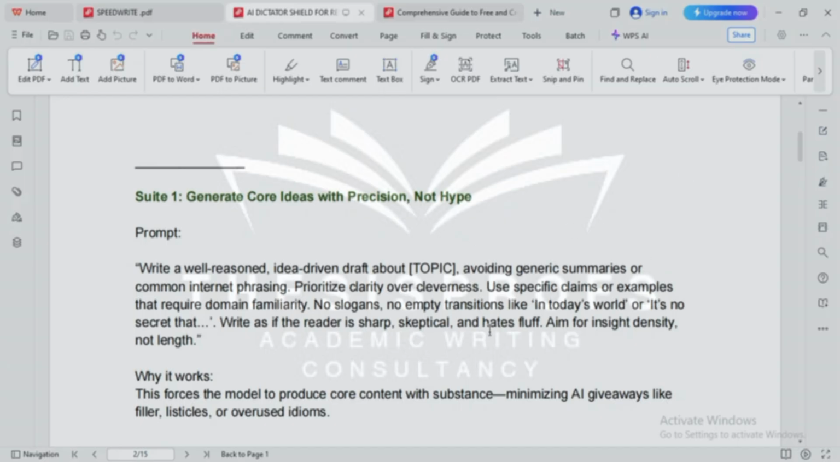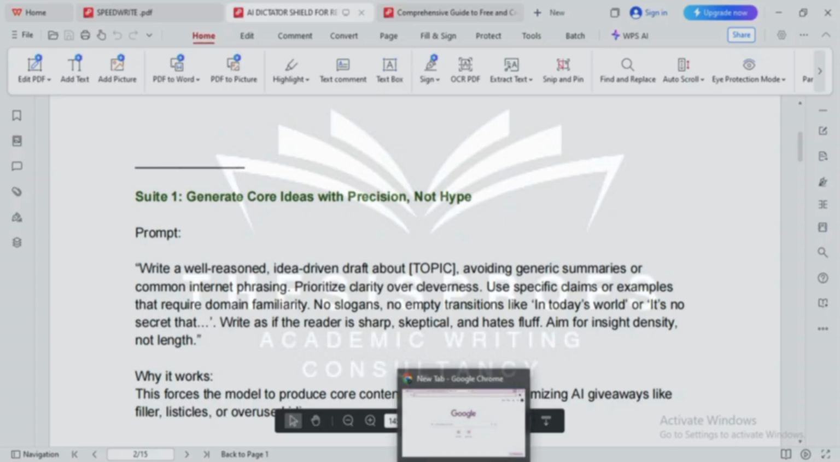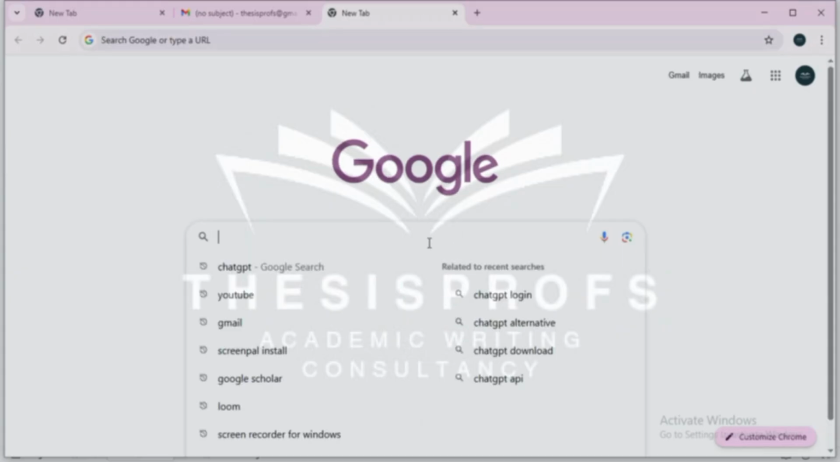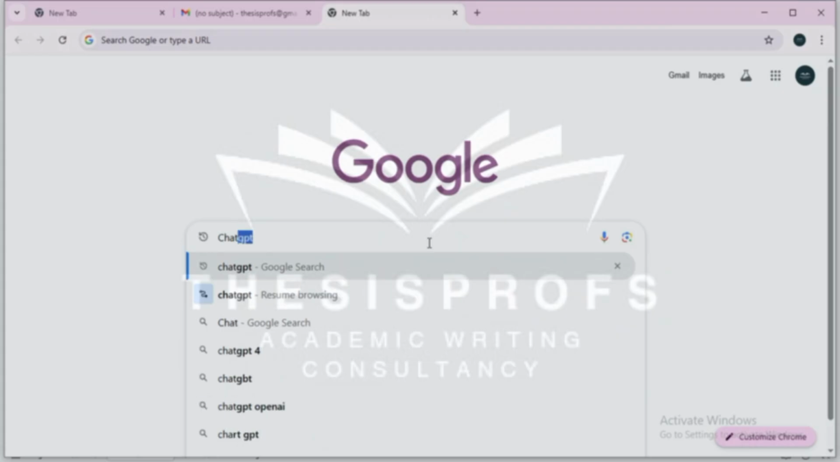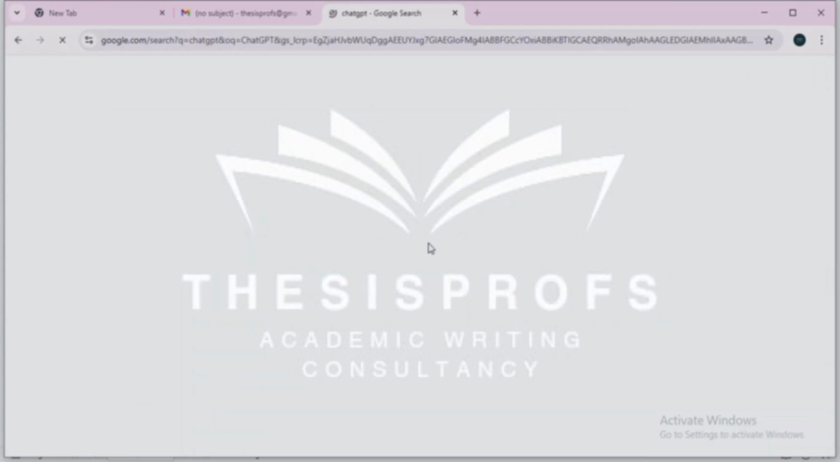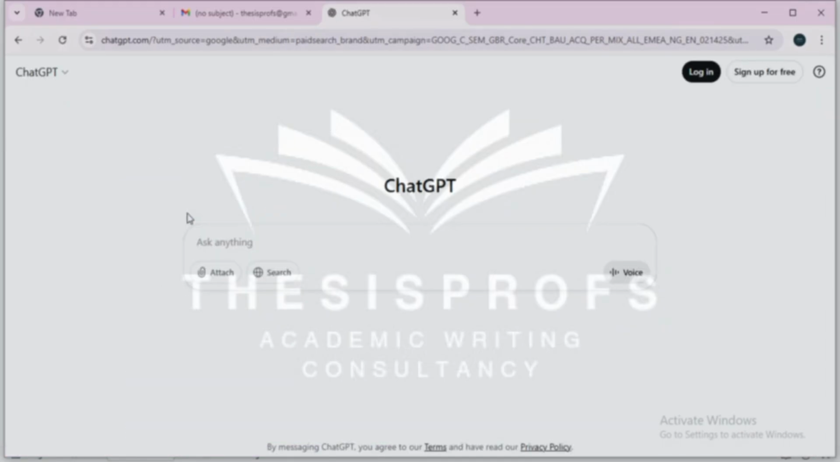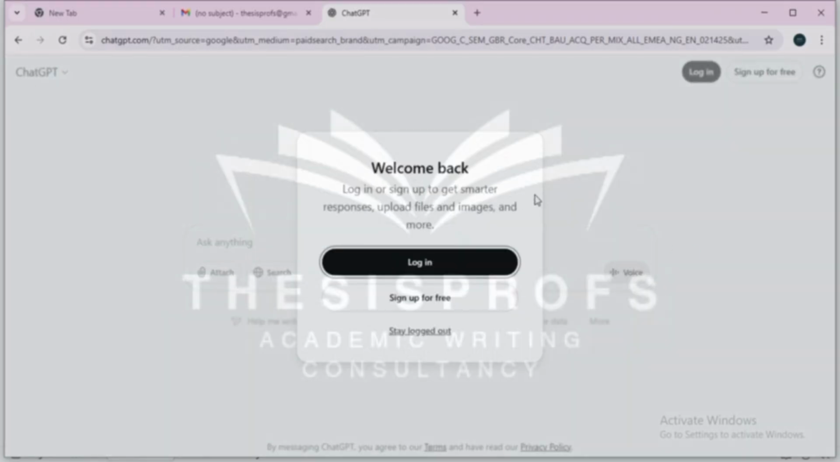First, you come to your Google and then you search for ChatGPT. Now you click on the option here. Okay, so it is very important that you know this.